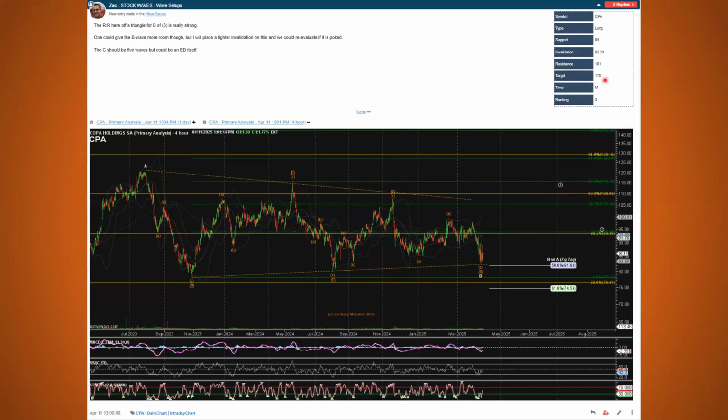Now, for a target, we did this as a more intermediate term, and we used the target as 170, looking for more of that larger C wave. And that shows up on the daily chart that was posted with the wave setup as well. But what I wanted to show here was the initial move that we were looking for, and how that coincided with many of the bounces that we were looking for into the 100 to 115 region as that initial resistance.